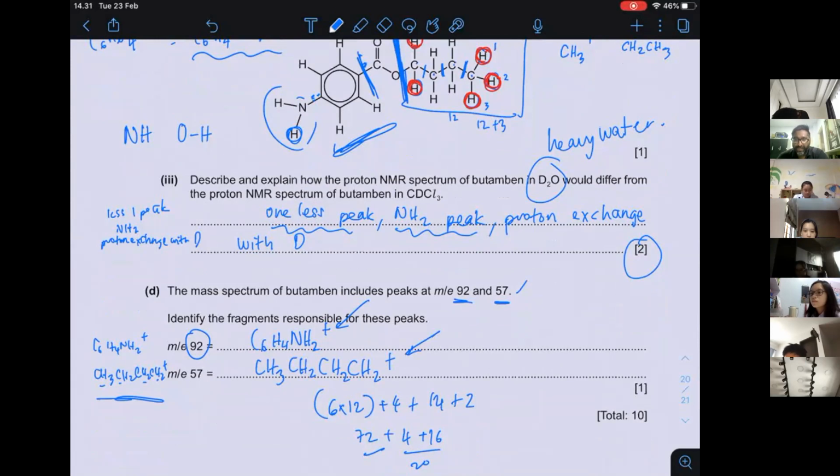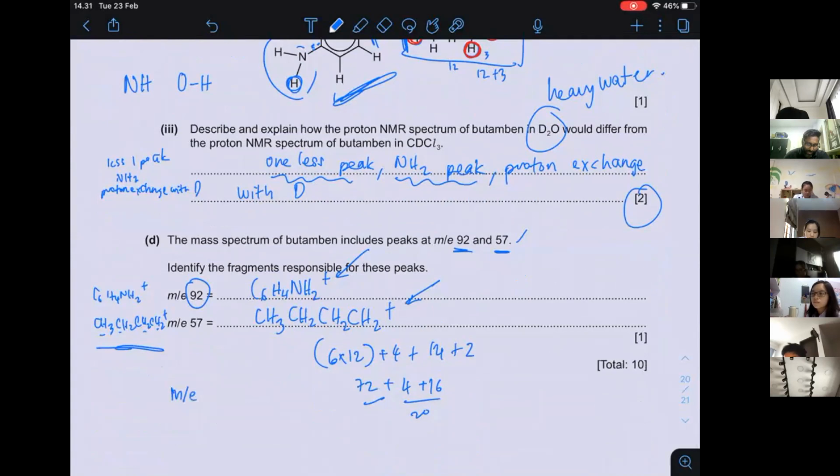Now, on top of this, let me teach you one more. If they say suggest the m/e is not 92 but 92 divided by 2, so it's 46, for example, you can also give your answer as C6H4NH2 2 plus. This is accepted. Please remember this. Why? Because you take 92 divided by 2, you get 46. This is also accepted. I want you to take note of this.